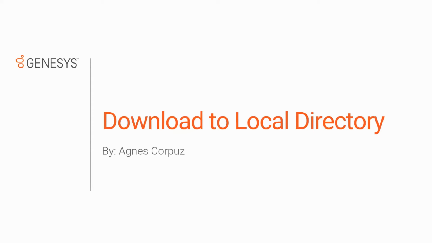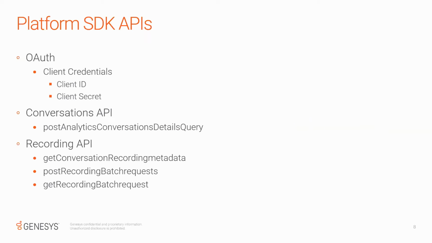So how to download the recordings to your local directory? For this demo, we are going to use the platform SDK APIs. For the OAuth, we are going to use the client credentials grant type. So we will need the client ID and the client secret. We also need to use the conversations API and the recordings API. So I will show you the code.